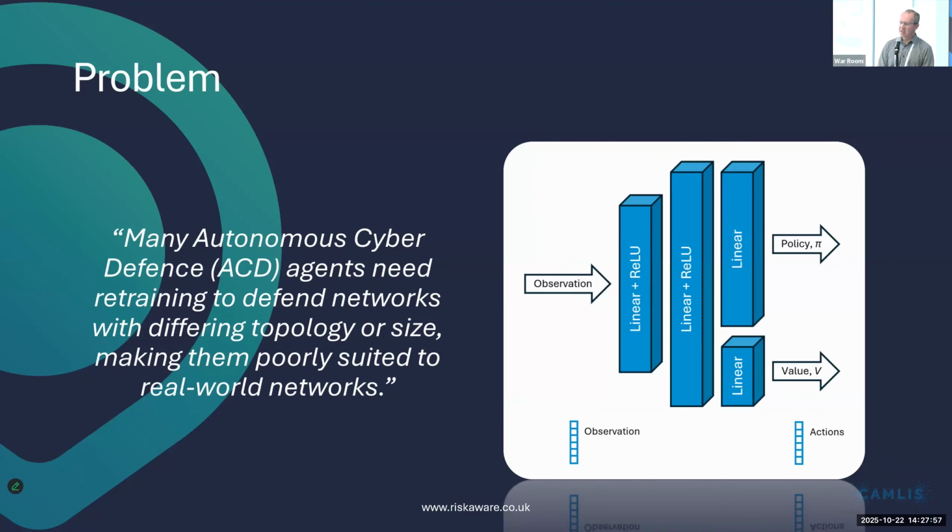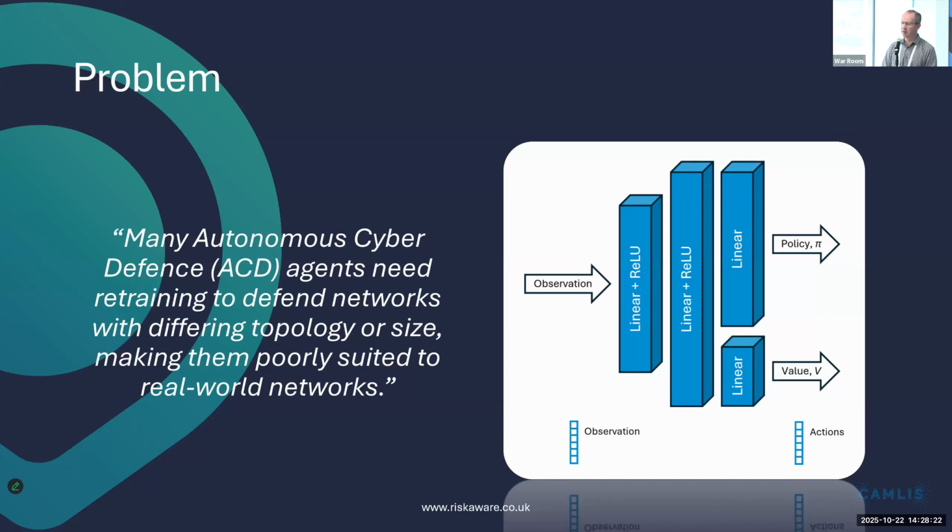So what problem are we trying to solve? As it says here, many autonomous cyber defense agents would need retraining to defend networks with differing topology and size, which makes them poorly suited to real-world networks. So if we look at the figure on this slide, we can kind of see why. This is actually the agent model from a proximal policy optimization, or PPO agent.